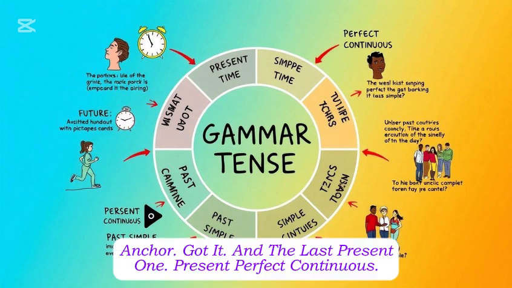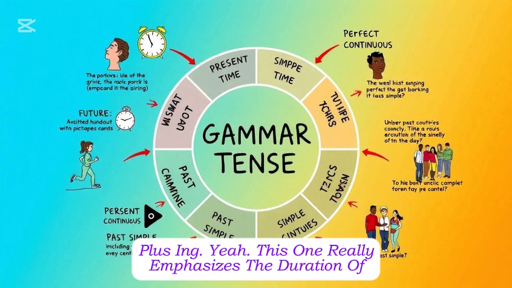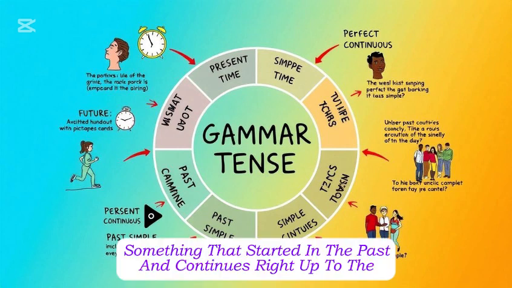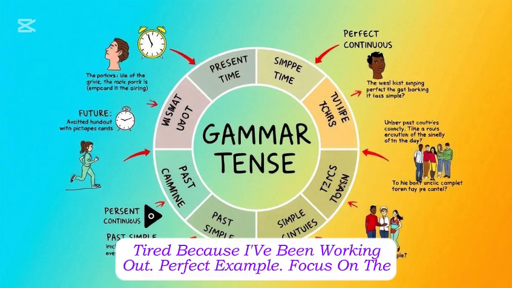Got it. And the last present one? Present perfect continuous. We've been waiting for an hour. Have or has plus been plus -ing. This one really emphasizes the duration of something that started in the past and continues right up to the present. Or maybe just finished and has a present result. Like, I'm tired because I have been working out. Perfect example. Focus on the process.